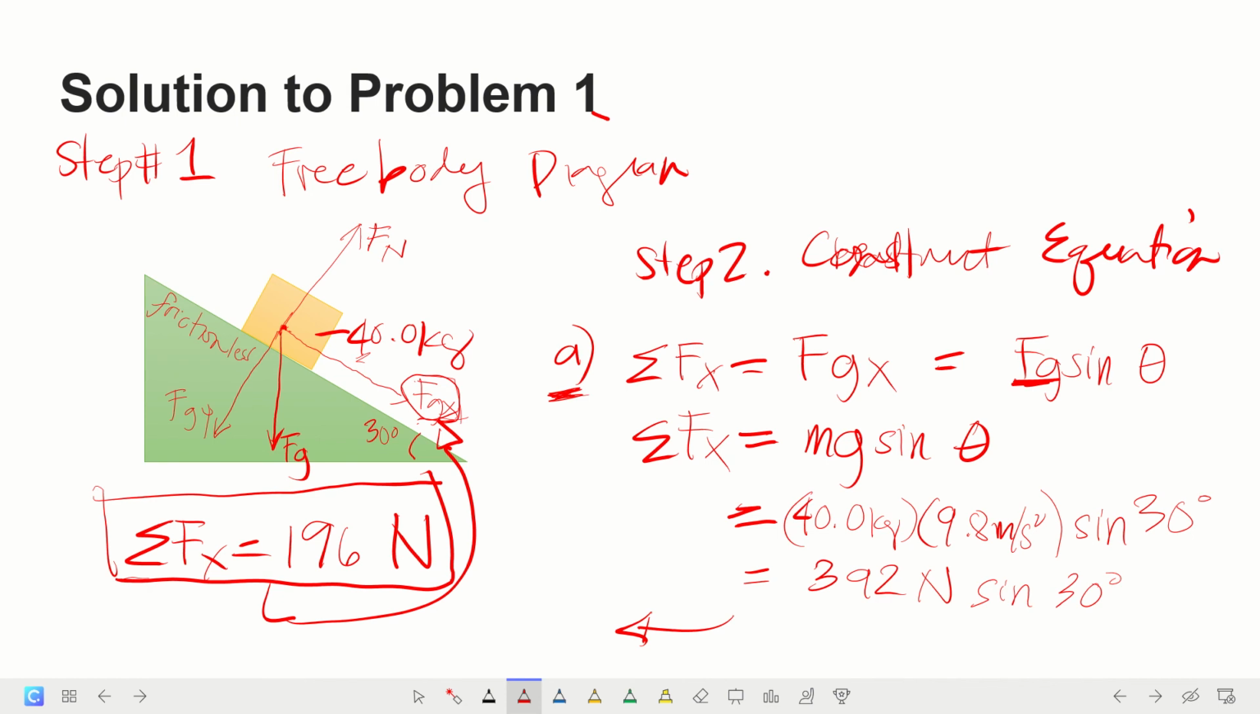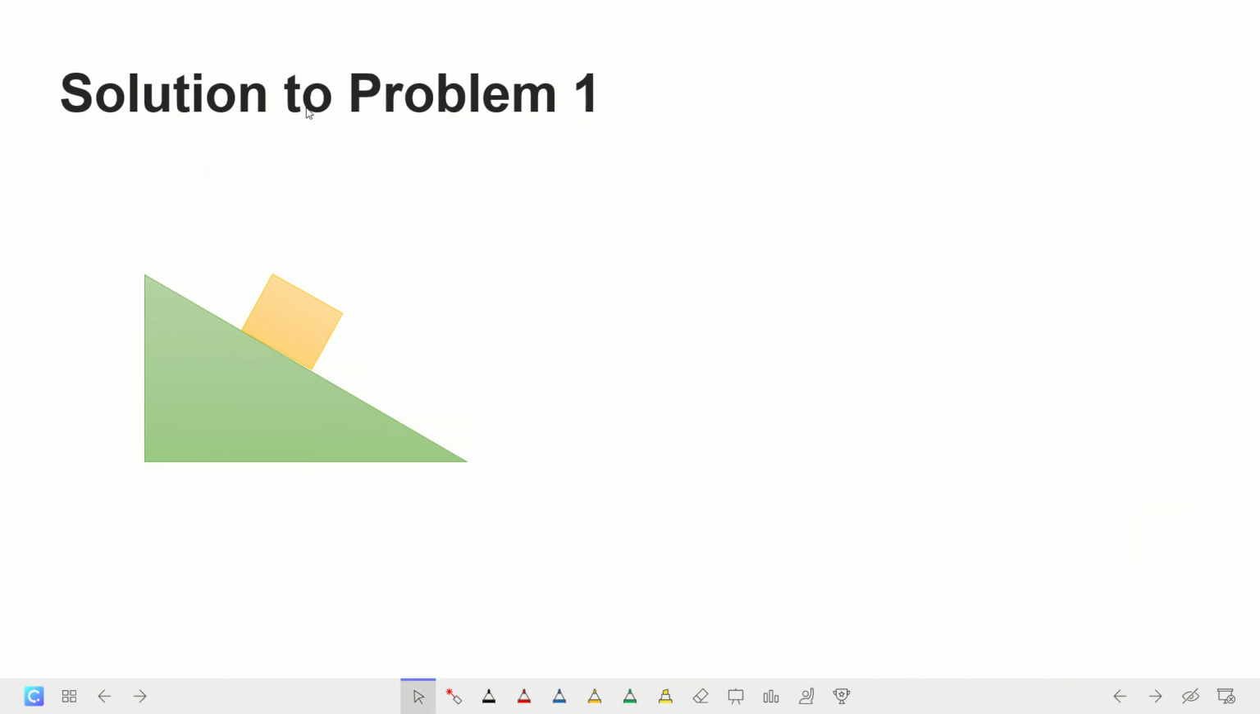So, letter B. It says, find the acceleration of the object. I will no longer draw the other forces. The acceleration of the object is parallel to the inclined plane. This is the direction, since it is inclined this way, so the object must be sliding in this direction.